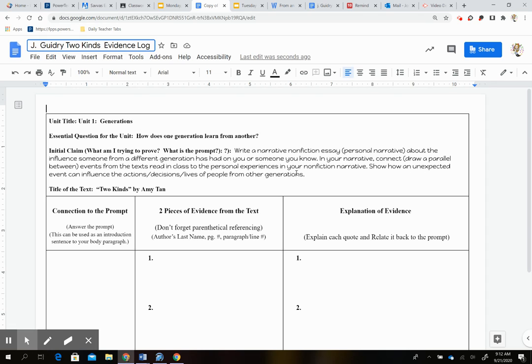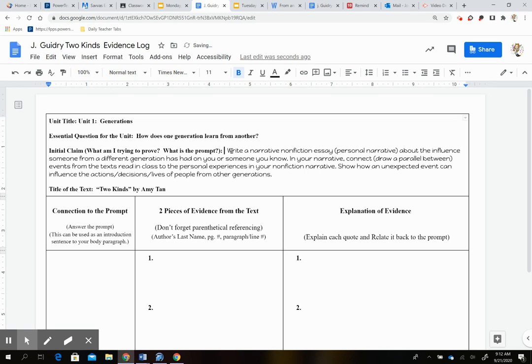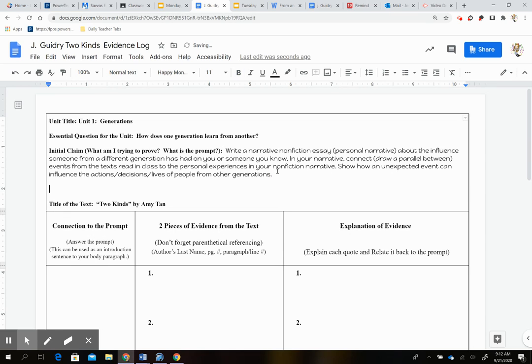Now, I also want you to add something to this. Underneath here where it says initial claim, what am I trying to prove? What is the prompt? This is your prompt right here. And so I want you guys to add another space for initial claim, and then you're just going to type your initial claim after that. So what I'm doing is I'm editing this a little bit for you guys, and I'll fix it for the next one. Now, I'm going to show you what we did today in class.